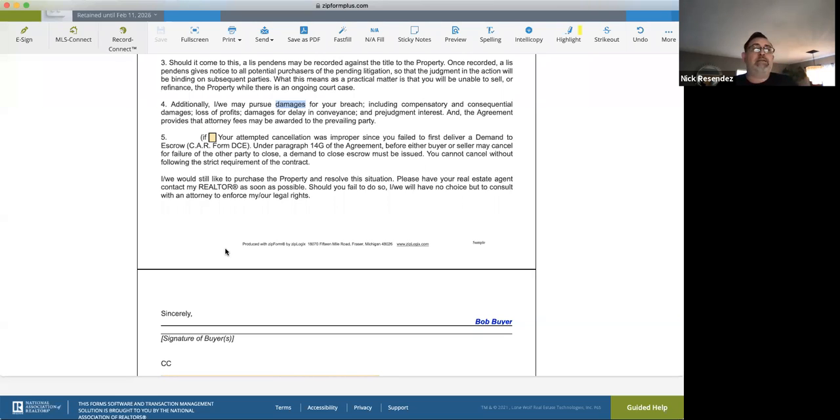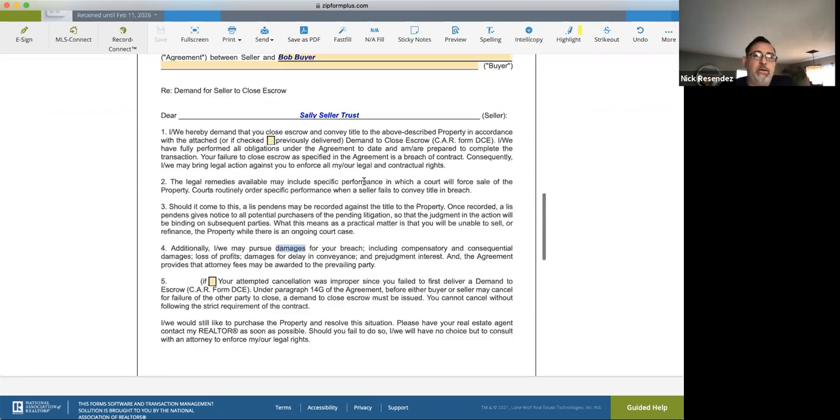So basically, this is where we're at close and the seller's refusing to close. Now we're putting them on notice and saying, hey, we may be damaged here. And if we are, we're reserving the right to remedy the situation. And it finishes by saying, we want to purchase the property and resolve the situation. Please have your agent contact us. Okay.